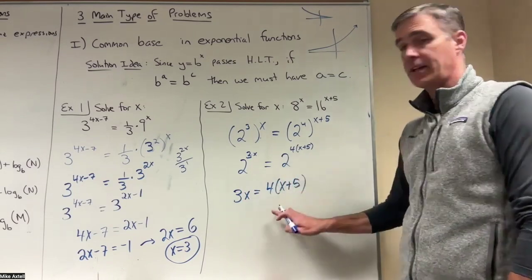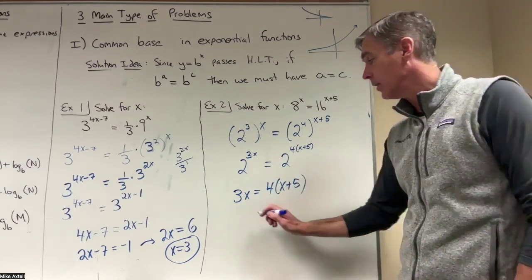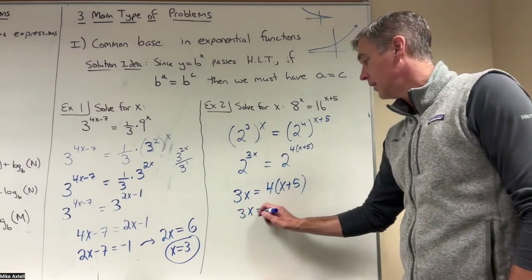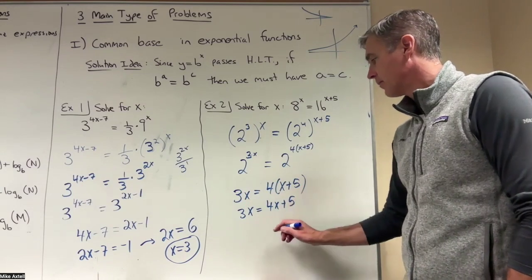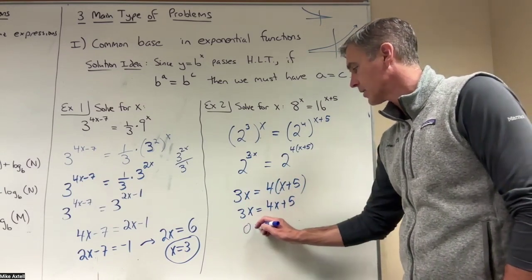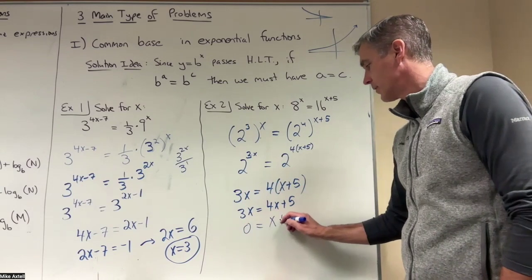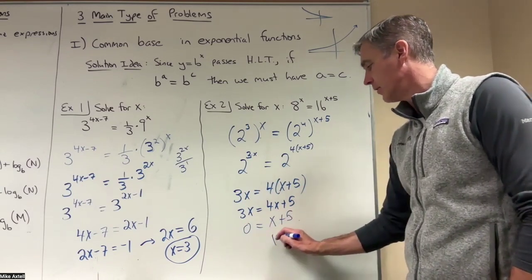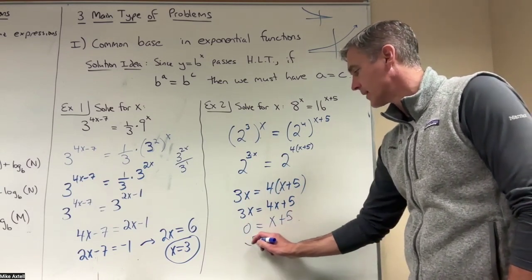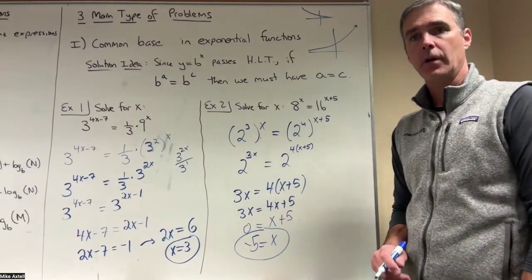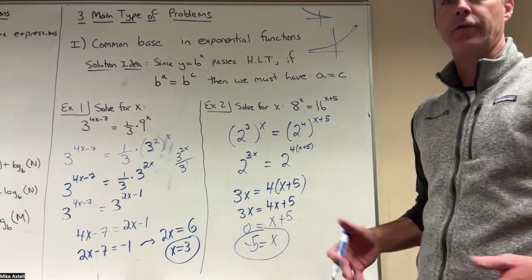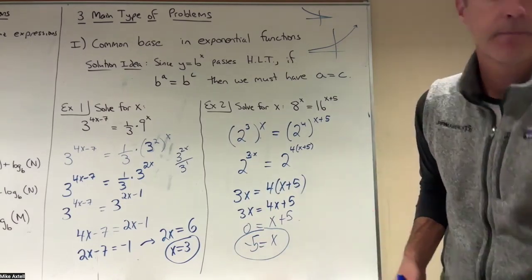And again, this is now happy algebra land. So I've got 3x equals, if I run the 4 through, 4x plus 20... I could subtract a 3x, so I'd have x plus 5, and then subtract the 5 over, so I get x equals negative 5. All right, so convert to a common base for the exponential function, then set the powers equal.